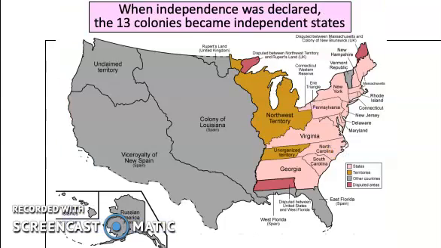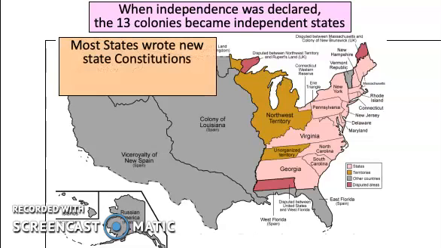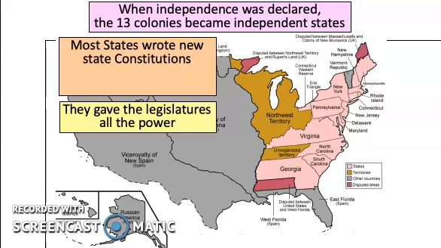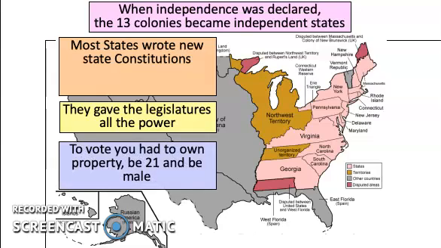Now, when we first declared independence, we were independent states. Each colony was its own independent country, essentially. Many of them wrote their own state constitutions, and they gave the legislators all the power in those particular institutions. And voting qualifications were very similar to what had happened before the American Revolution. To vote, you had to own property, be 21, and be a male.